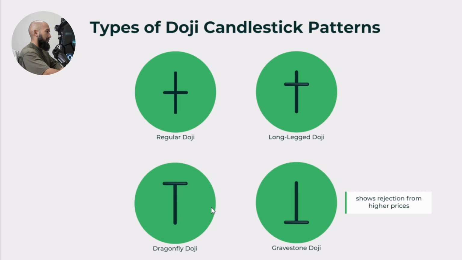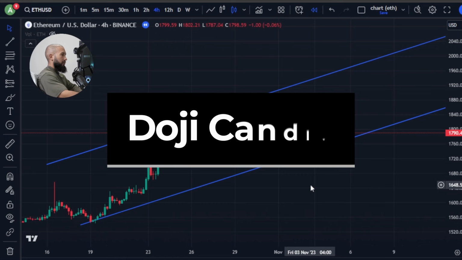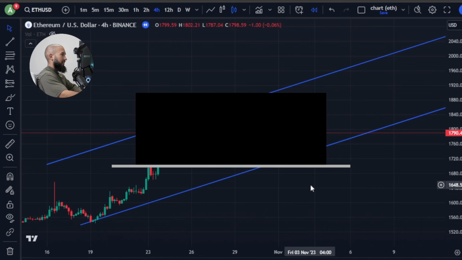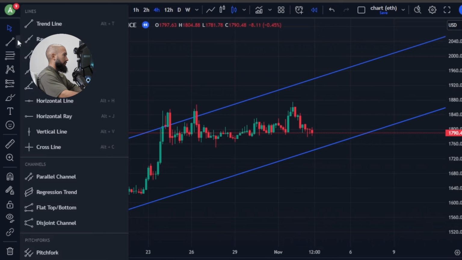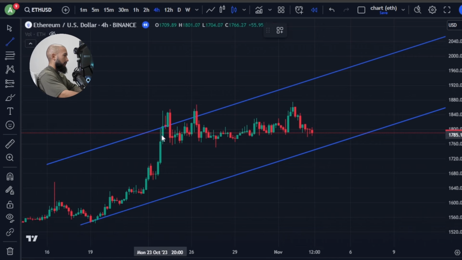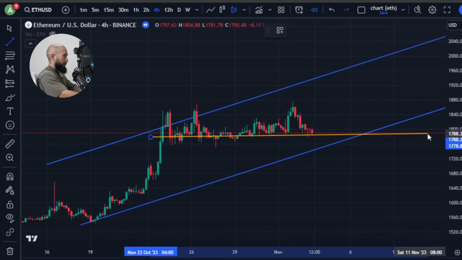Now, I'll go over an example using a Doji candlestick pattern for a trade setup. For this Doji candle example, I'm going to be using the same ascending trend line I used earlier. Now, I see right now two bearish long-legged dojis followed by a small bearish candle. I also see that we have a resistance level, so I'm going to come over to my trend line tool and draw a trend line.